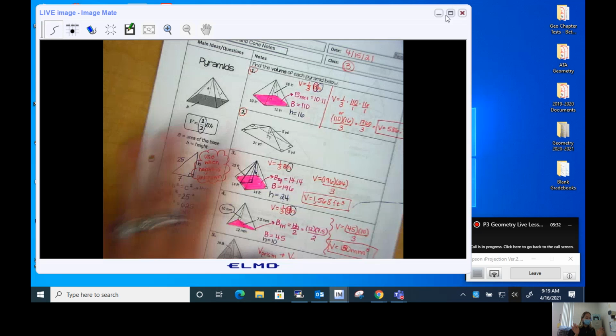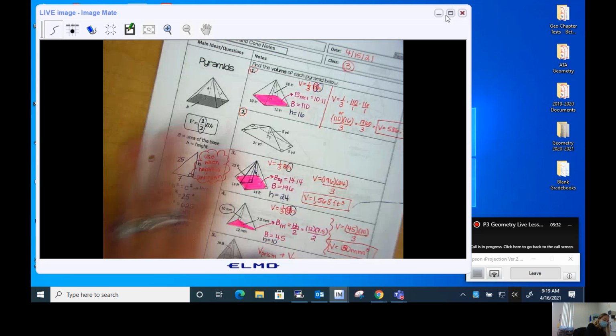Okay, now I believe I asked you to finish question number 5. Yeah, I did. Yeah, some people are shaking their heads. Okay, number 5 was a composite figure. I don't know if we wrote that down next to it. This is called a composite figure when it's more than one shape put together. So if it's like a prism and a pyramid, it's called a composite figure.